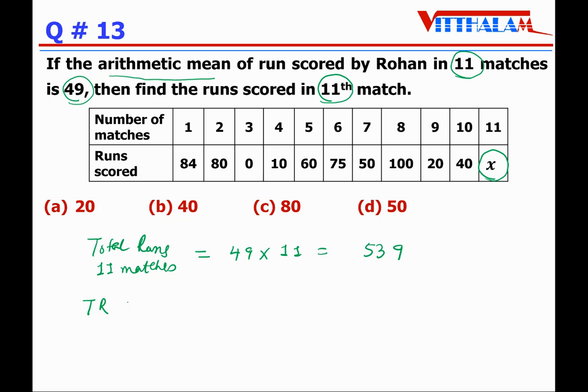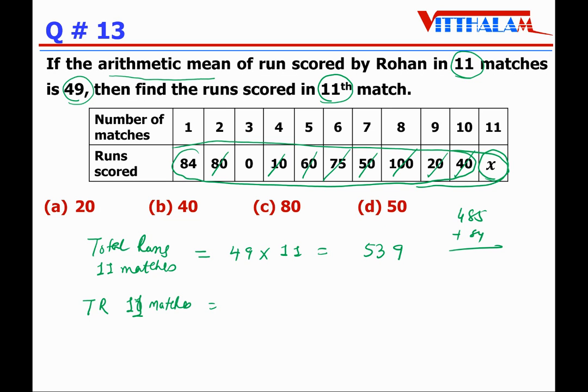Now the total run scored in 10 matches as per the table. Let's just add this up. Or we can say in 11 matches, we'll add up everything plus X as per the table. So it is 84 plus 80. 80 plus 10, 90, 90 plus 60, 150 plus 50, 250, 250 plus 100, so 350, 350 plus 20, so it is 370. 370 plus 40 is 410, 410 plus 75, so 485. Now 485 plus 84, so 5 plus 4, 9, 8 plus 8, 16 plus 1, that is 569. Oh, how come?